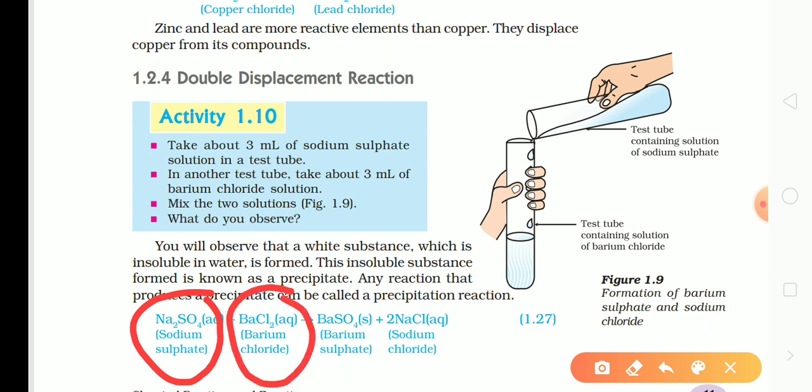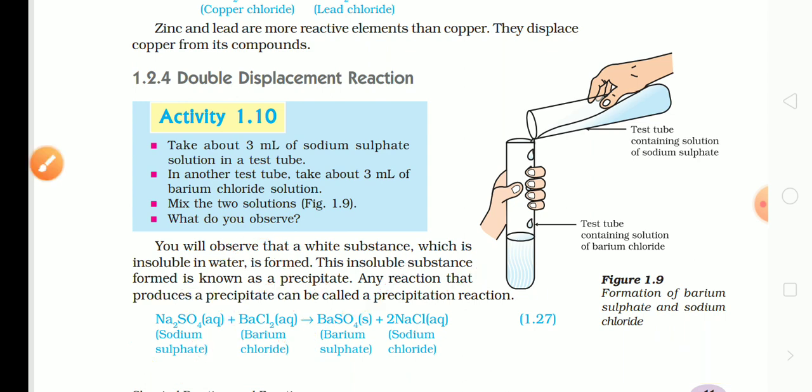And you can guess what might be the product. Sulfate will go to barium and chlorine will go to sodium. Look at the product. Sodium sulfate initially was there and barium chloride was there. Now it is converted to barium sulfate and sodium chloride. You can clearly see there is an exchange of ions. It is called double displacement reaction.